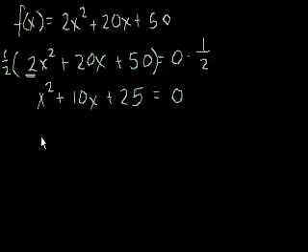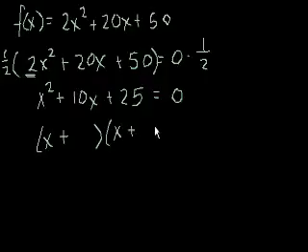Now we're ready to do what we did before, and you might want to pause it and try it yourself. We're going to say x plus something times x plus something is equal to 0. And those two somethings should add up to 10, and when you multiply them, they should be 25. Let's think about the factors of 25.